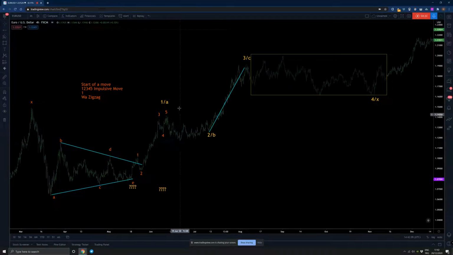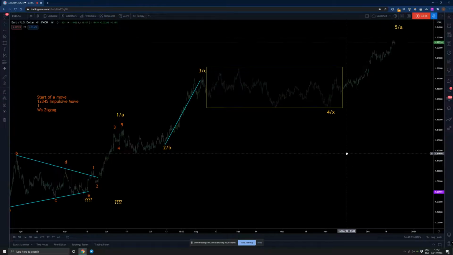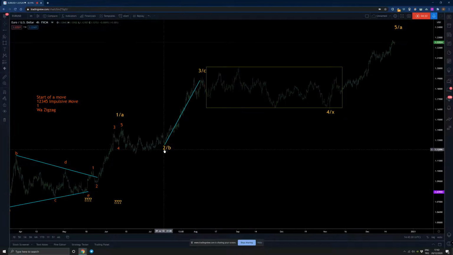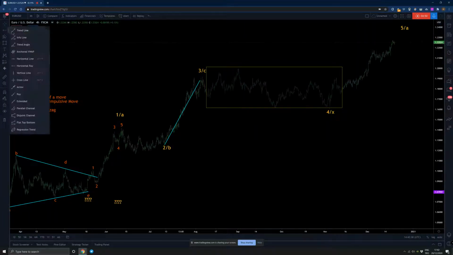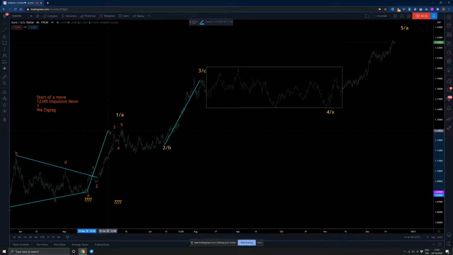Cool. If this is a wave one, then you need 2, 3, 4, 5. So let's actually imagine this as an impulsive move. If I put wave one here, the second wave here, the third wave here, the fourth wave here, and the fifth wave is in the making. So if you guys are choosing to follow this impulsive wave approach, this is what you need to know. First of all, let's measure the length of the first wave.